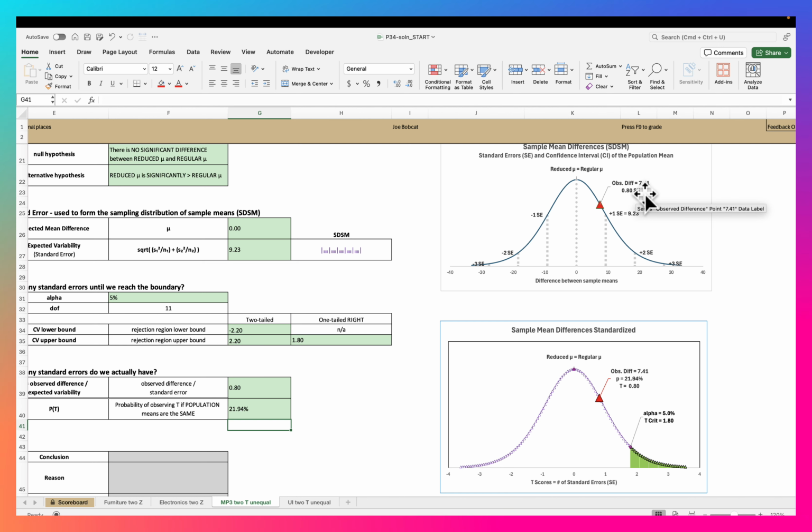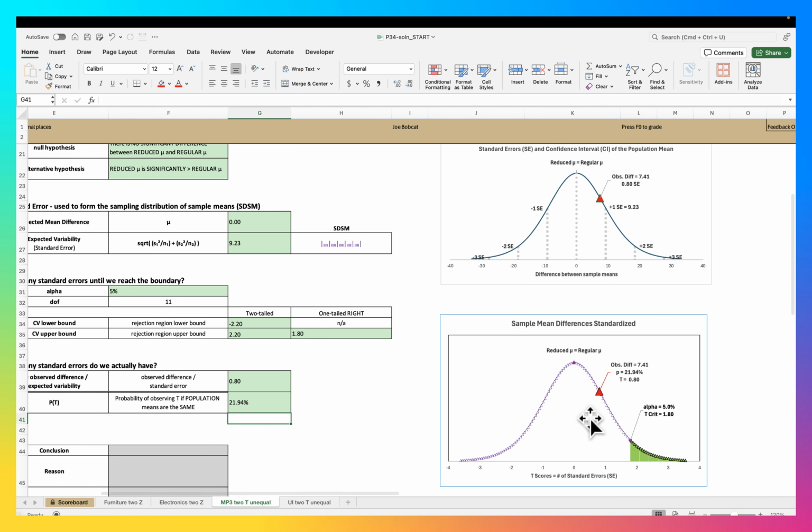So if we look at this over here, we can see this was our observed difference, the 7.41, which corresponds to 0.80 standard errors, which means you're right in the mix. You're in the main thing. So it's probably not a reject. To know for sure, come down to the second graph where everything's been standardized. Remember, the only difference between these two graphs is the x-axis. Here it's raw data, and here all of these values are standardized. And remember, even these values up here actually represent subtractions, right? When you're subtracting the sample means, if you did that for a million different pairs of sample means, what would the distribution look like?